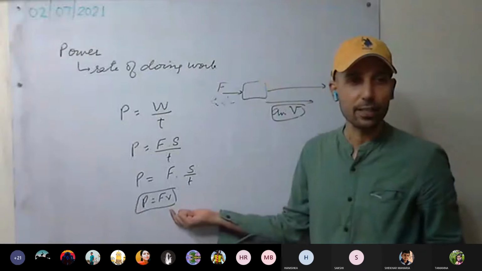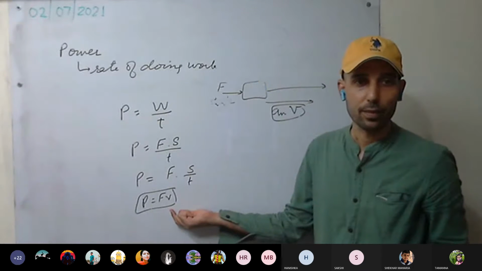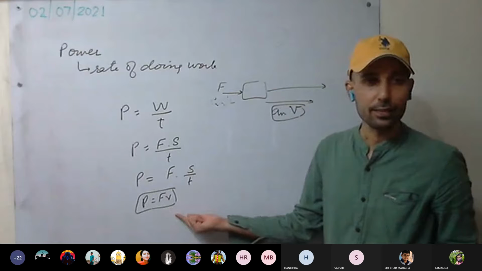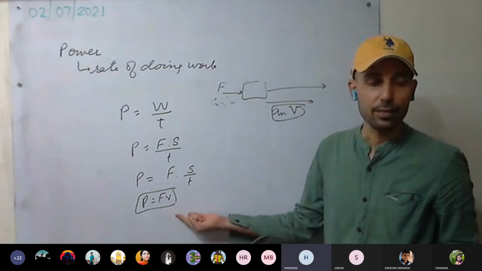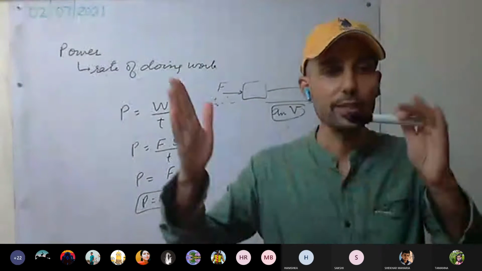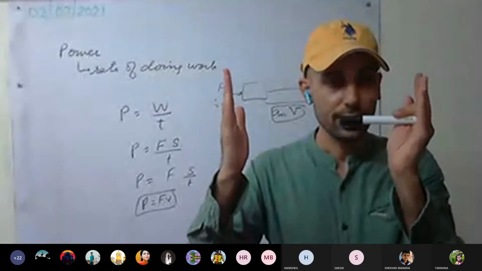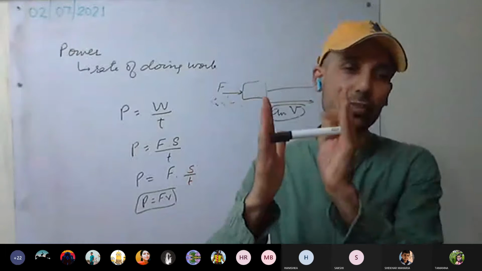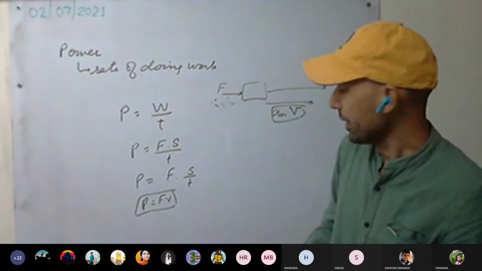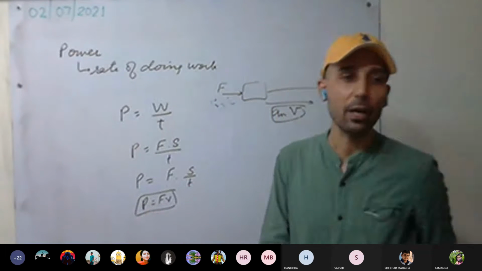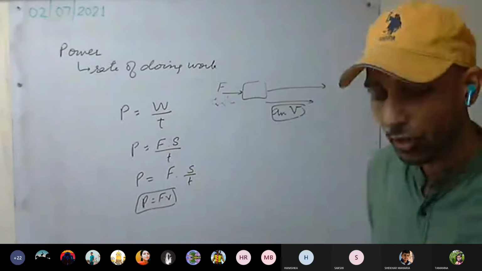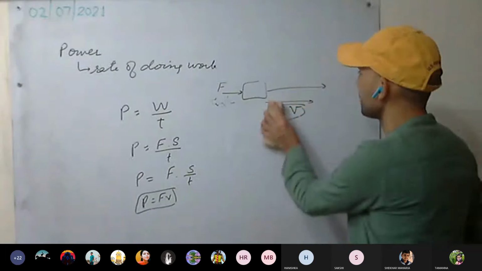This relation is clear? So when force is applied, it starts moving. So we'll calculate the average velocity throughout the journey. That means total displacement divided by total time will give us the average velocity. And multiplied with force will give us the power spent. This is clear? Okay. Now we discuss the unit of power.